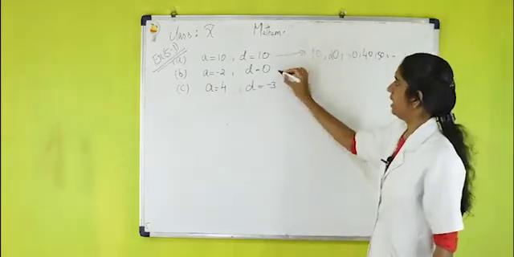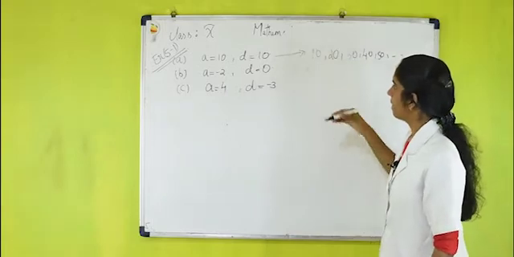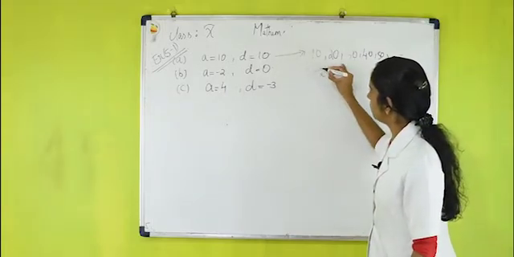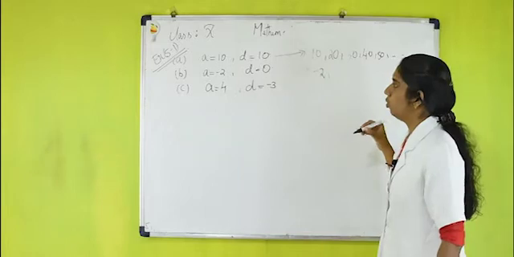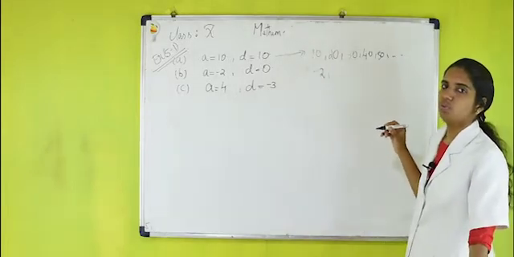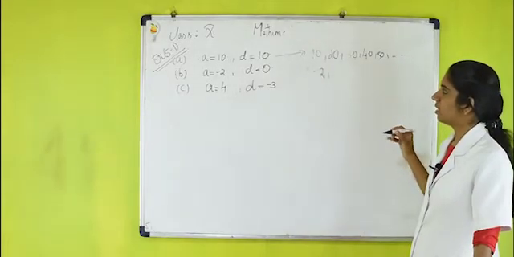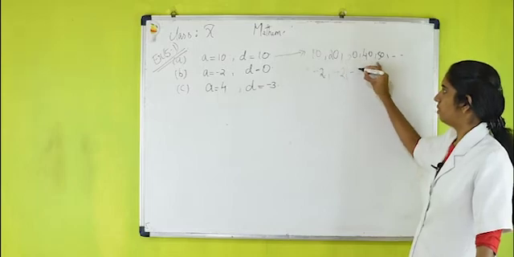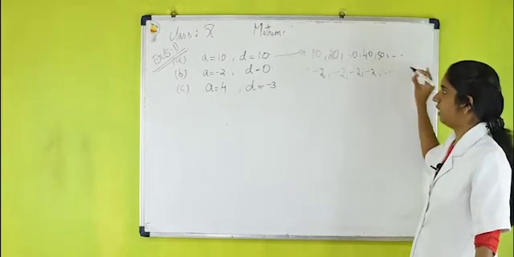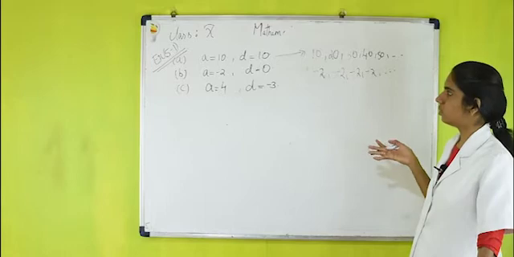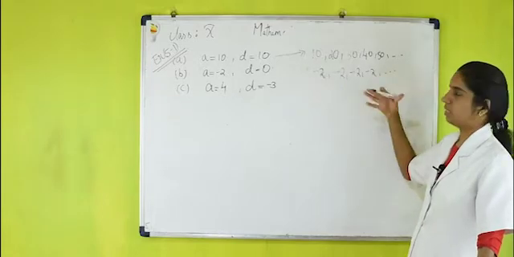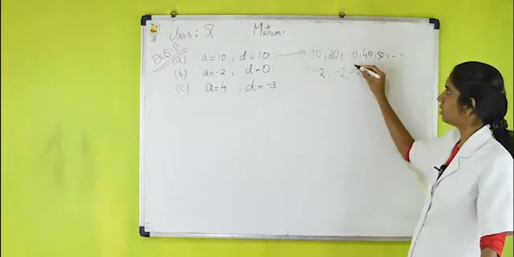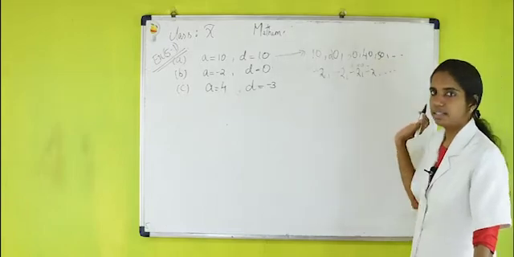If I consider the second example, the first term is minus 2, right? So minus 2 plus 0, minus 2, minus 2, minus 2, like that, because 0 is the common difference. There is no change. The first term is minus 2, the second term is minus 2, because if you add 0 to any term, the answer is the same.